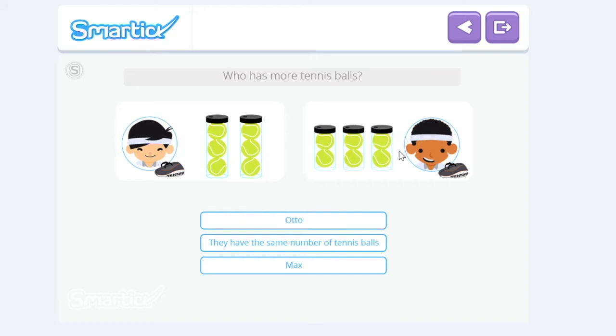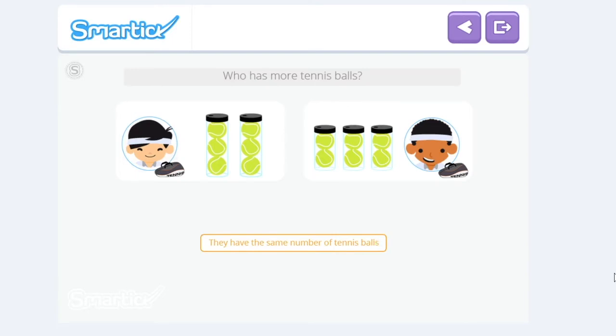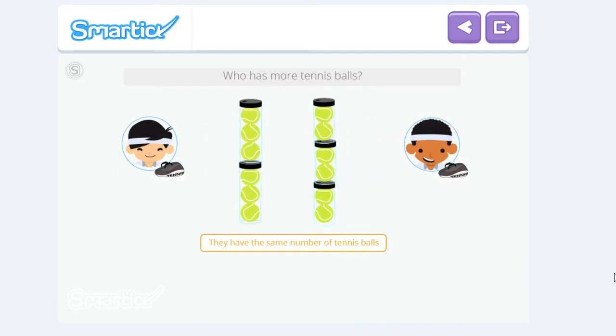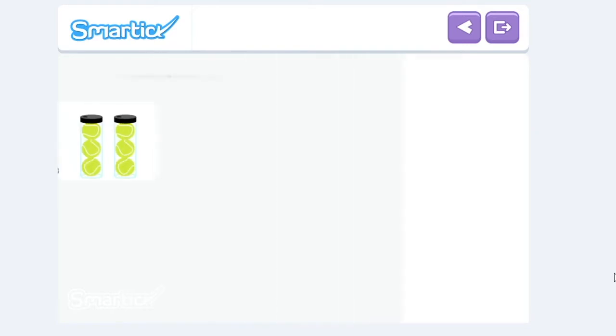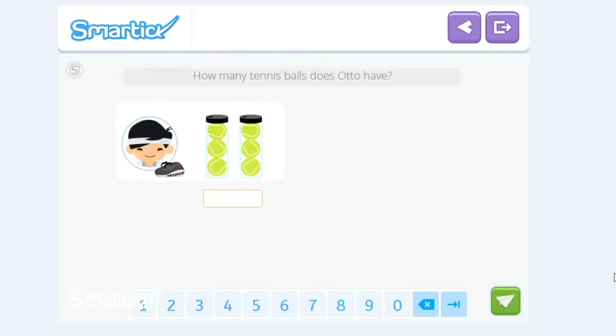They both have 6, so yeah, they have the same number of tennis balls. Otto and Max have the same number of tennis balls. If we put the containers together, one on top of the other, we can see that the quantities are the same. How many tennis balls does Otto have?